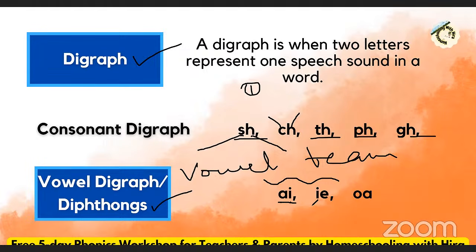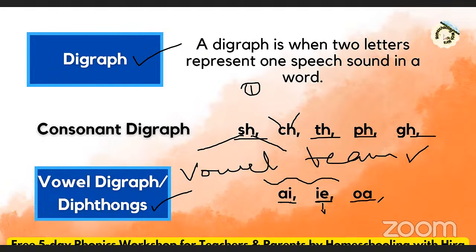Incorrectly. Then this is A and E. I. It's a gliding sound. That's why it's a diphthong too. It's a long vowel. It's a vowel team. It's a vowel digraph. It's a diphthong. They all are almost similar things. In some cases we have some differences, but most of the time they are almost the same thing.